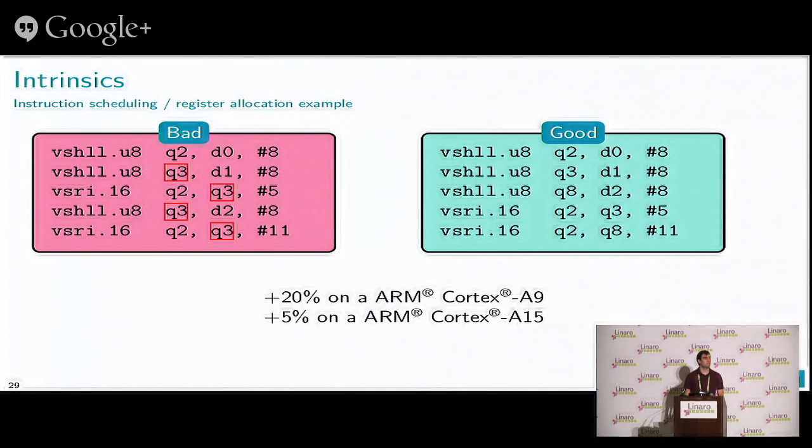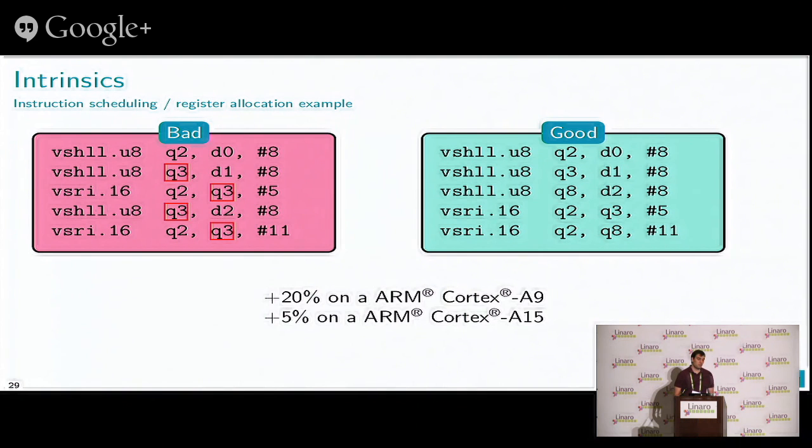And I've highlighted the pipeline hazard you have on the register Q3. I'm not going to go into details here, but I just want to show that by introducing a new register and slightly reordering the sequence of instructions, you get a very nice speed up on the Cortex-A9, 20%, and the most important result here is probably that you get a 5% increase in speed on the Cortex-A15. So basically what that means is that even on a modern out-of-order core, on a very short 5 instruction sequence, instruction scheduling matters a lot. And I think it's a very important result.